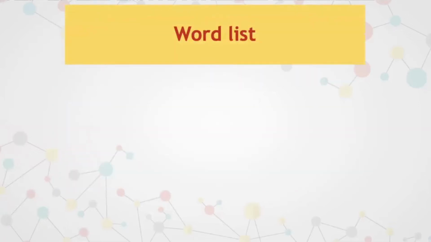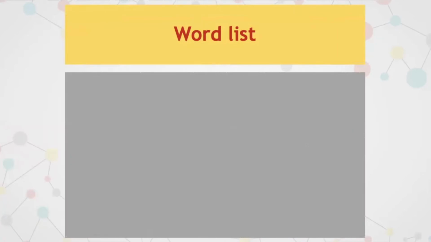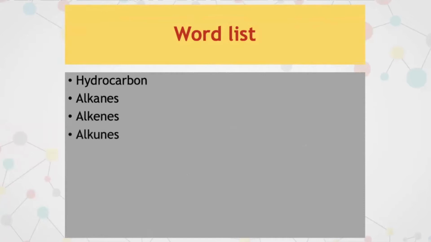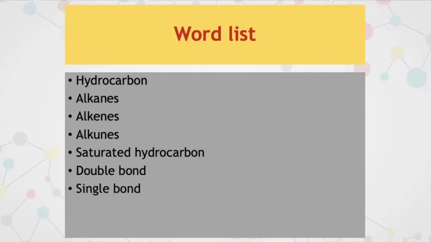The word list that you will find from this chapter are hydrocarbon, alkanes, alkenes, alkynes, saturated hydrocarbon, double bond, single bond, covalent bond, homologous. Hydrocarbon.